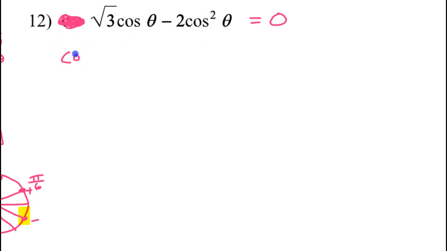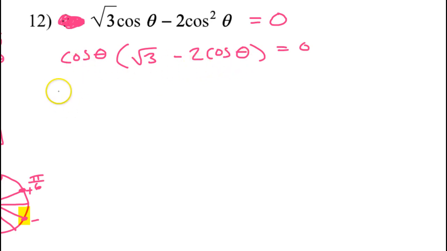So if I take the cosine theta and put it out front, then that's going to leave me with radical 3 minus 2 cosine theta is equal to 0. Now I will set both of these 2 factors equal to 0. And so I will have cosine theta is equal to 0. And I will have radical 3 minus 2 cosine theta is equal to 0.